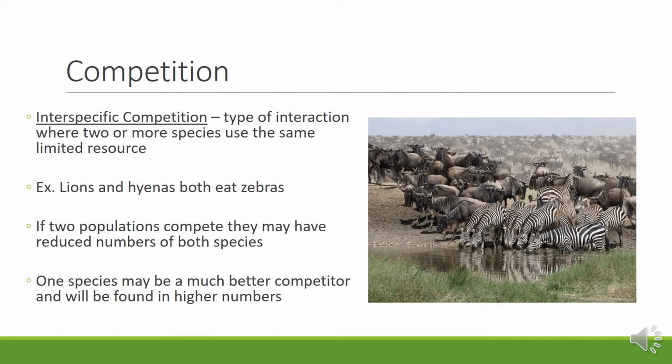Competition. Interspecific competition. This is a type of interaction where two or more species use the same limited resource. An example is lions and hyenas both eat zebras. Another example here is these wildebeest and zebra on the right in the picture. They're both competing for that water there, that very limited pool of water. And you can see there's a large herd of wildebeest in the back. If two populations compete, they may have a reduced number of both species. If there's not enough water to feed everyone, whoever's best at drinking water will probably have a higher number of individuals in their species.